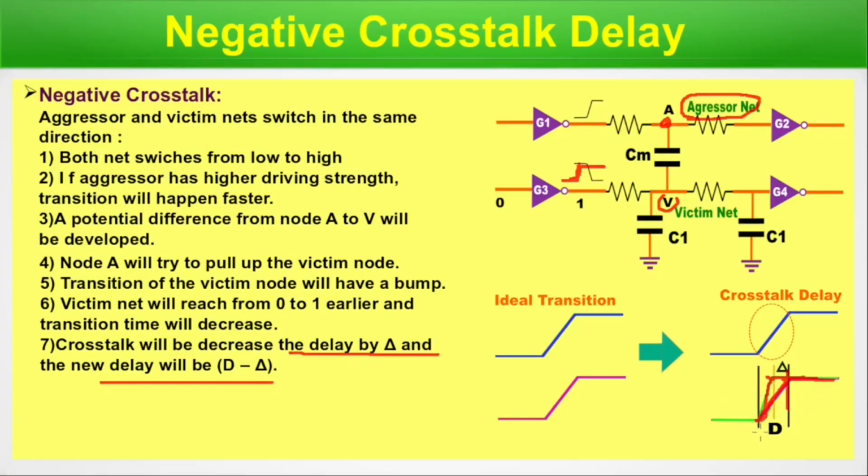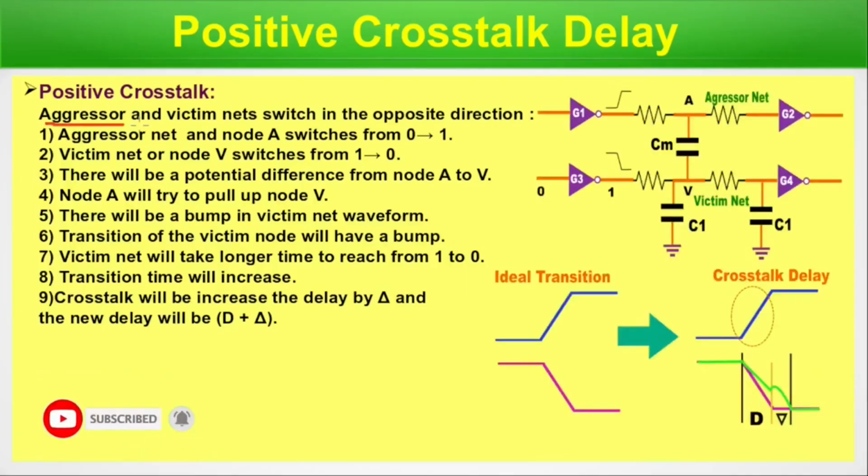So usually it would happen like this. It would have taken this transition time. Because of the action of this aggressor net, this transition is happening earlier by a small time window delta. Here crosstalk is actually decreasing the transition time of the victim net. So it's called negative crosstalk because it's reducing the time. Now we will move to positive crosstalk delay. Here aggressor and victim net switch in the opposite direction. Here it's 0 to 1 and this is moving from 1 to 0.